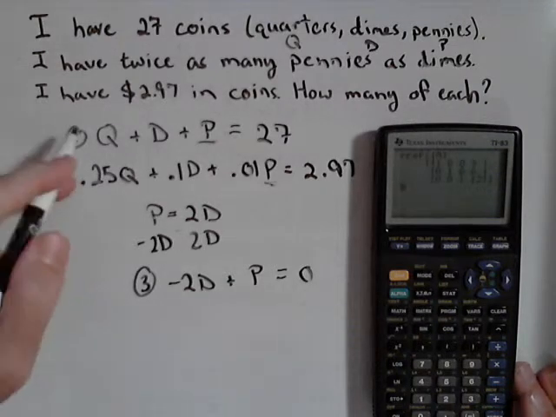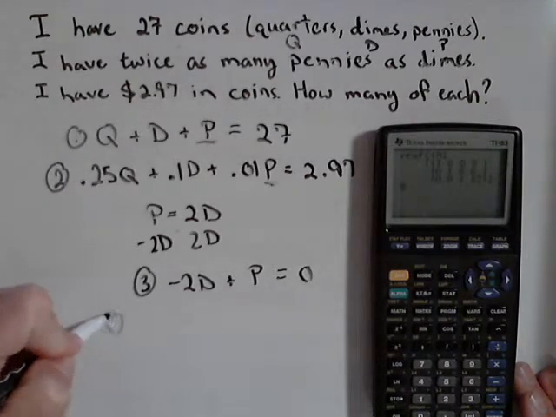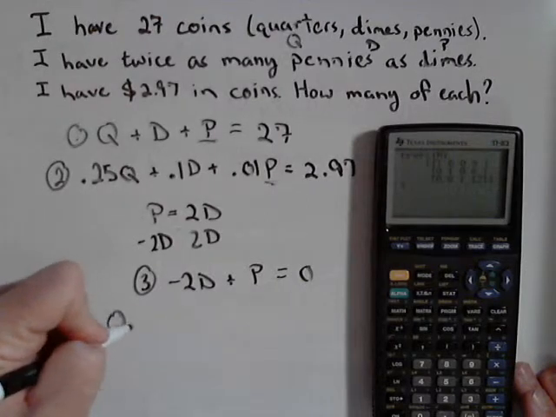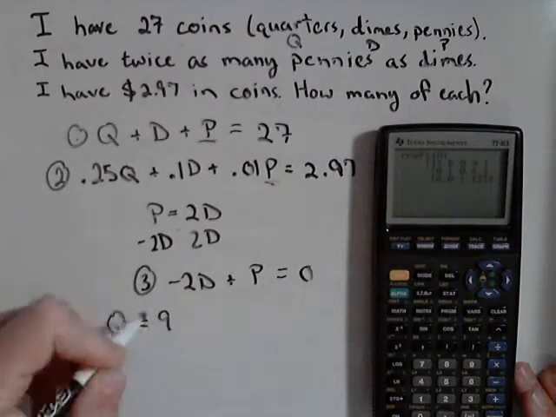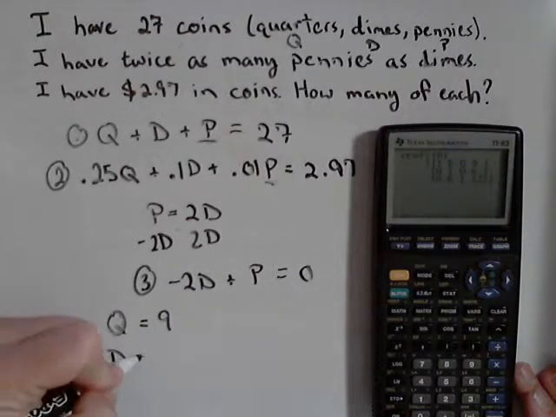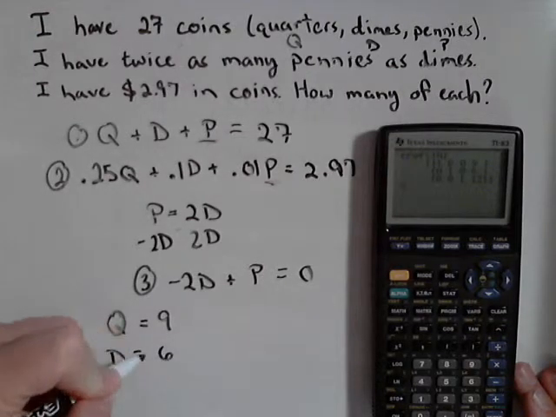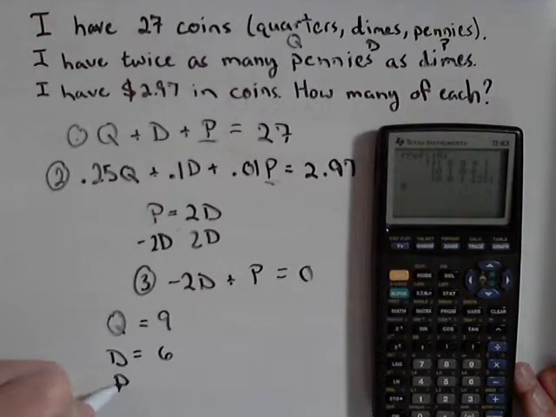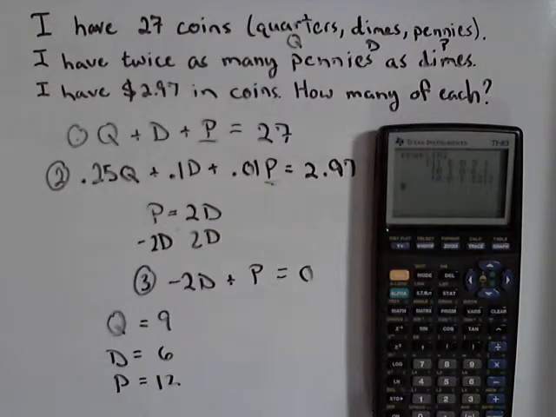So the way this is, the first variable, which was Q, I have 9 quarters. Next variable, which was D, I have 6 dimes. And the last variable, which was pennies, I have 12 pennies. And that's how we can get the number of each coin.